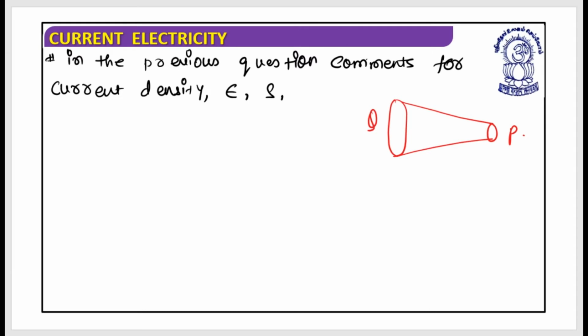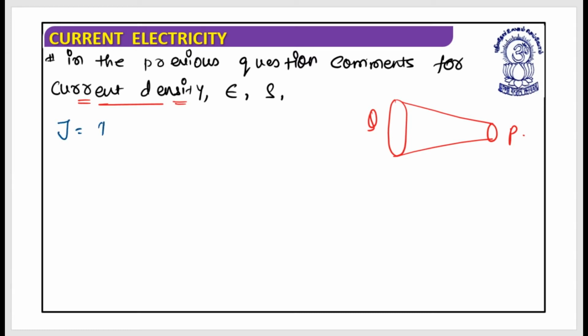Now what do you want? You want the same kind of comments. That means it is increasing or it is decreasing and that kind of stuff only. From P to Q or from Q to P, what would be the situation? This is what we require. So first I require the current density.